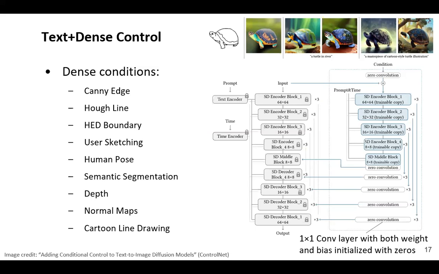So one representative work along this line is ControlNet, with the architecture shown on the right side. The core idea is to copy the encoder part of the pre-trained Stable Diffusion as an additional conditional branch, which also takes the additional condition as input. And only this additional conditional branch is fine-tuned so that it can understand this additional condition input.